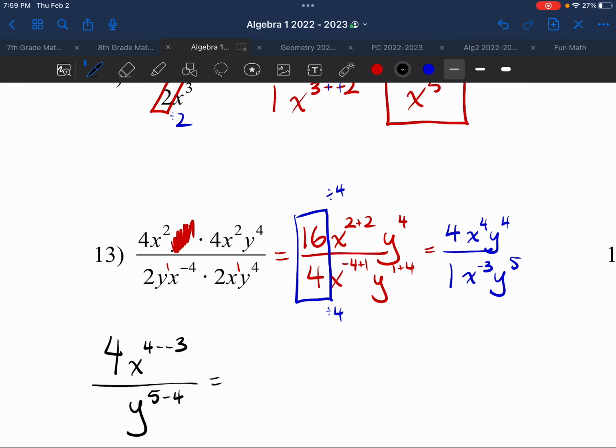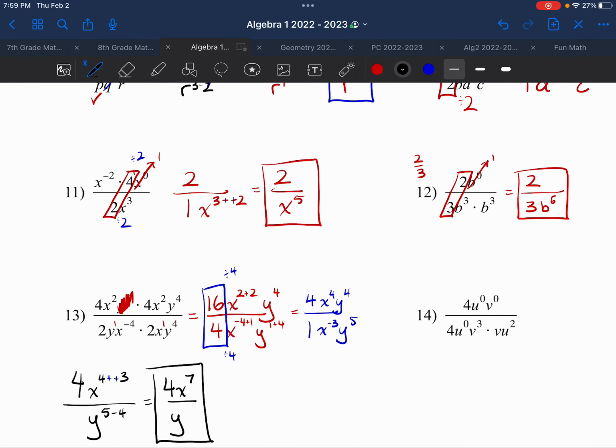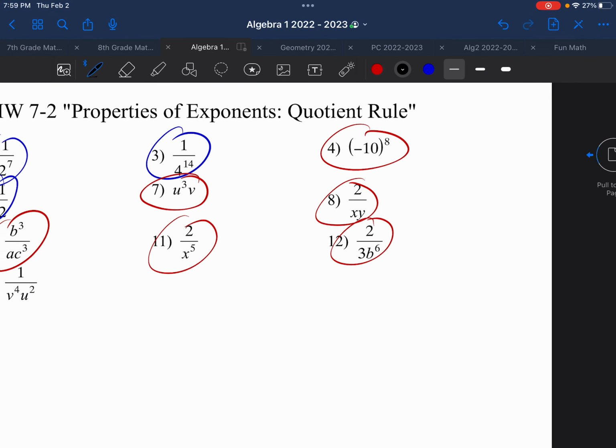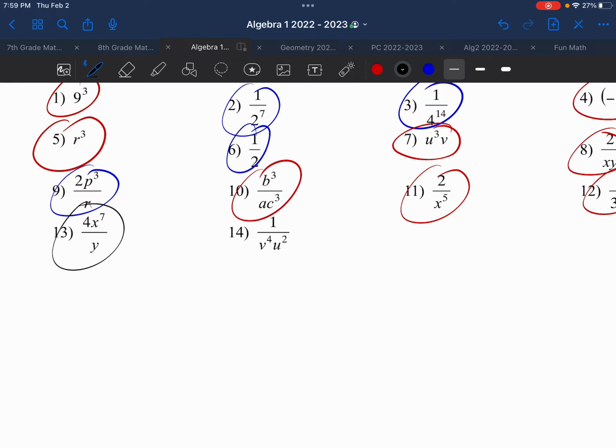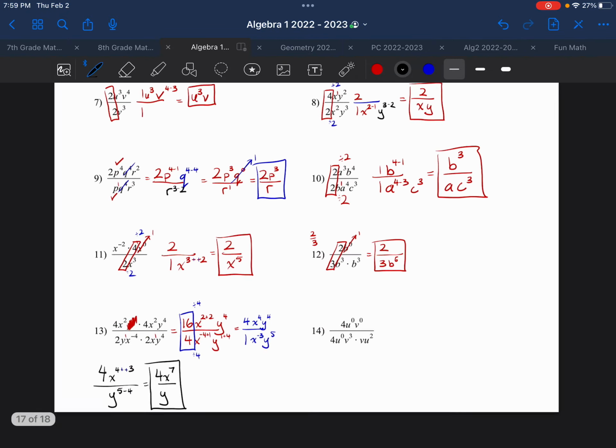We just need to go ahead and finish this off by simplifying. I can say this is 4x to the power of, okay, negatives kissed, they become positive. 4 plus 3 is going to be 7. And in the denominator, I'm going to do y to the power of 5 minus 4 is 1, but we don't write the 1, we just say y. And there's my final answer, which I will box. And then check my work. 4x to the power of 7 over y. 4x to the power of 7 over y. We got it correct.